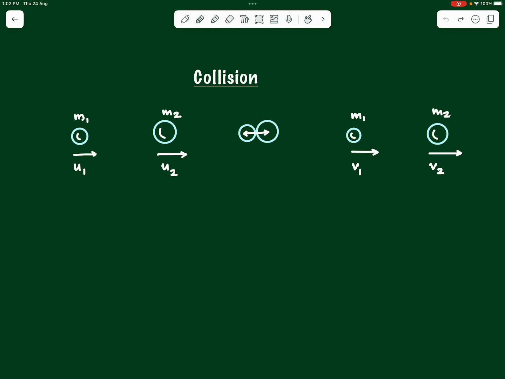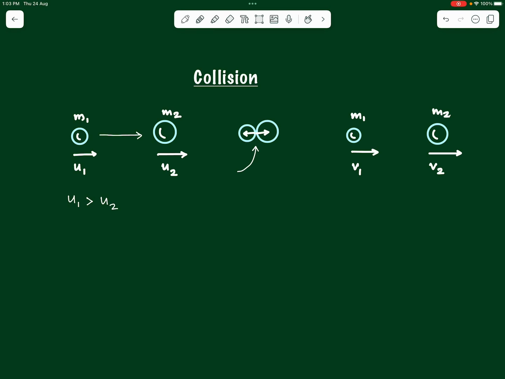Now, going into the details, there is a mass m1 which is initially moving with an initial velocity u1. Another mass m2 is moving with initial velocity u2. If they have to come together, if they have to collide, understand that u1 should be greater than u2. m1 should be moving faster than m2. Only then will m1 approach m2, and in some time they will come into physical contact with each other, and when they come into physical contact they exert forces on each other.